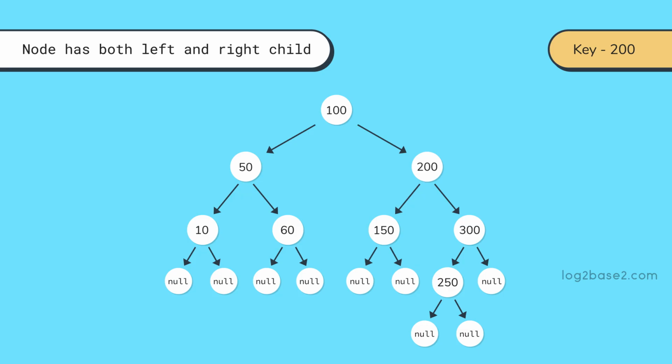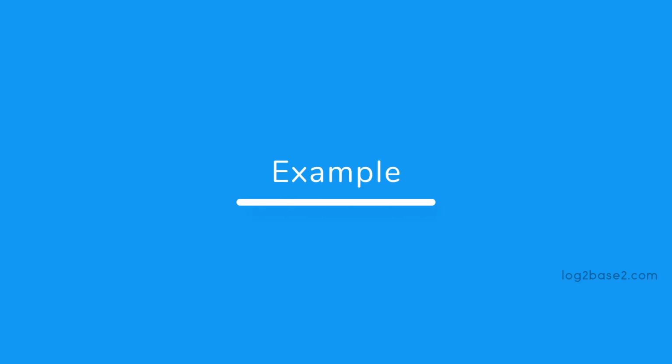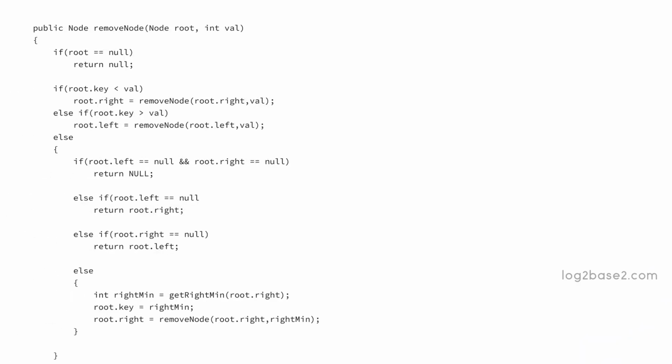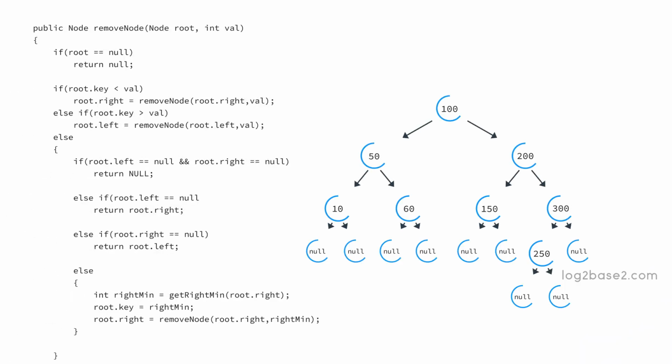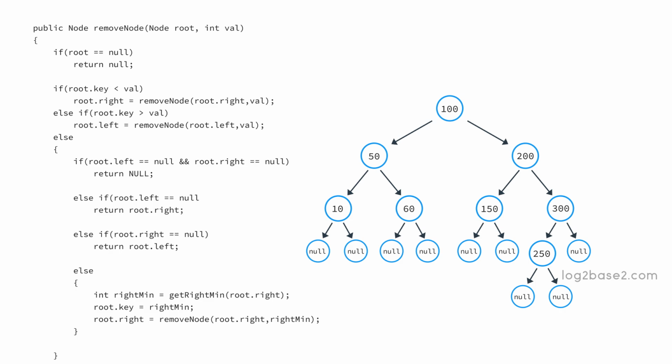And which is the in-order successor of 200? It will be the minimum value in the right subtree, which is 250 here. So delete 200 and 250 takes its position. Now let us see how to implement it in Java. We have this function removeNode to do that. We will pass the root of the tree and the value to be deleted, and it returns the tree after deletion. So we have public Node removeNode(Node root, int val).